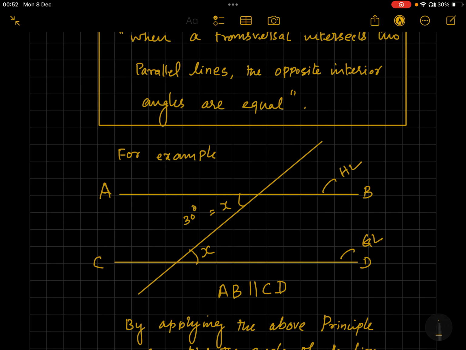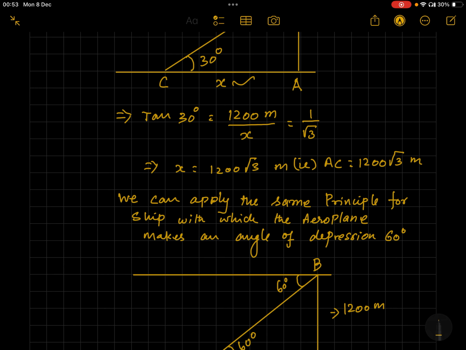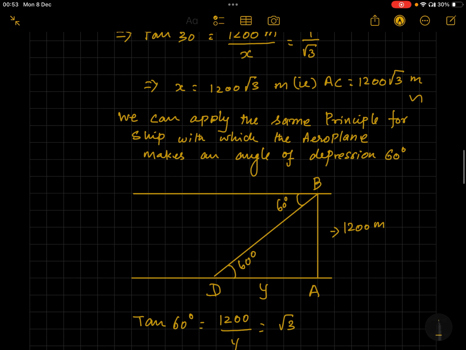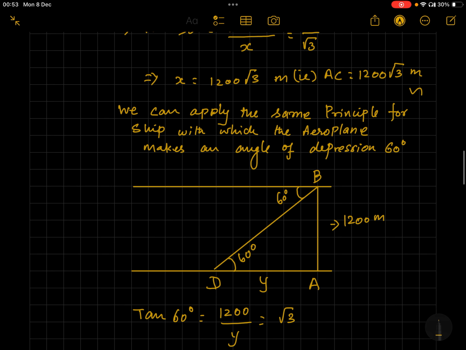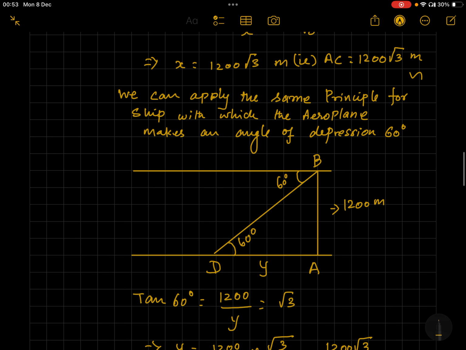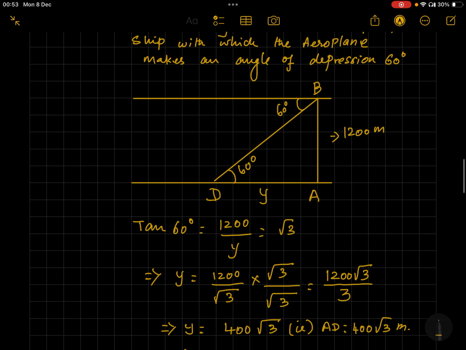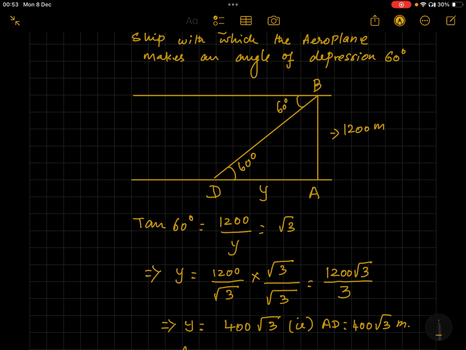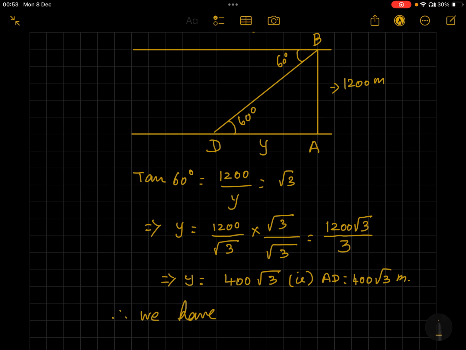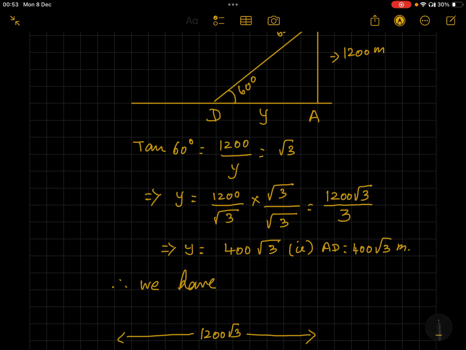Now let's find out what x is. You know tan theta is opposite side by adjacent side. Therefore, tan 30 is equal to 1 by root 3. By substituting the relevant values, we get the distance x or AC as 1200 root 3 meters. We apply the same principle with the other ship, with which the aeroplane makes an angle of depression of 60 degrees. Draw a similar diagram, use tan theta, and you will get y, or AD, equal to 400 root 3 meters.